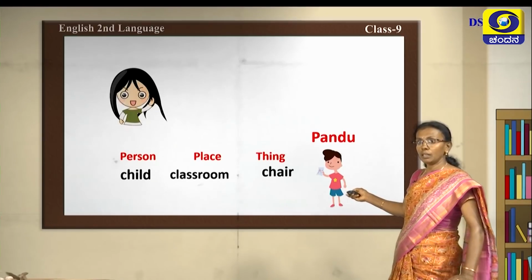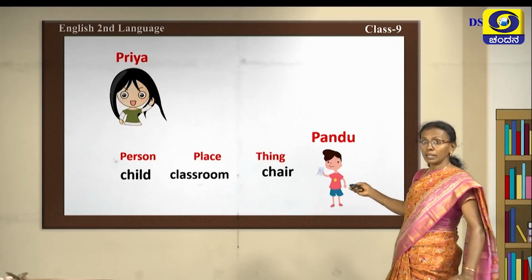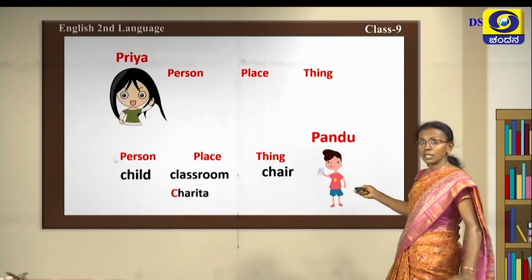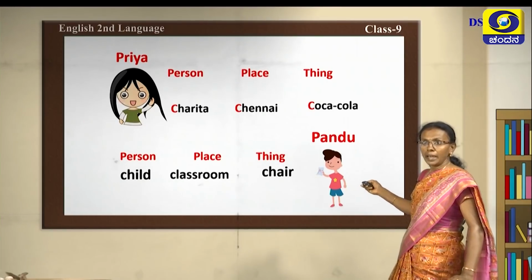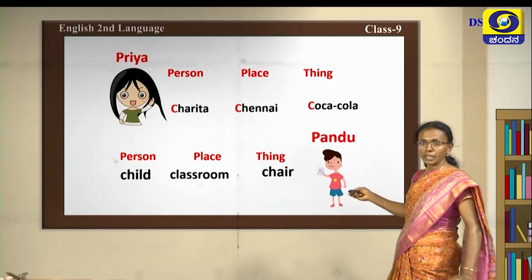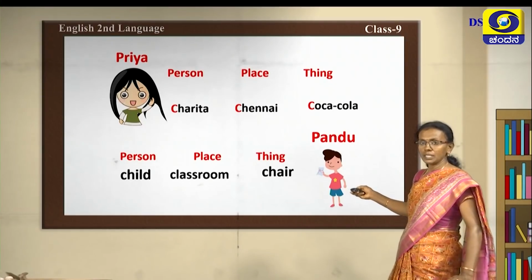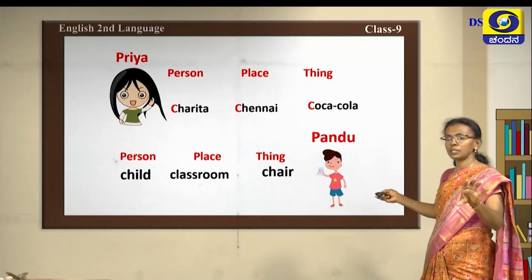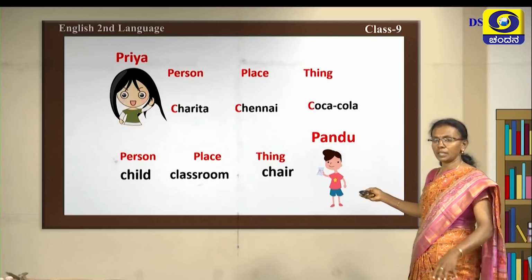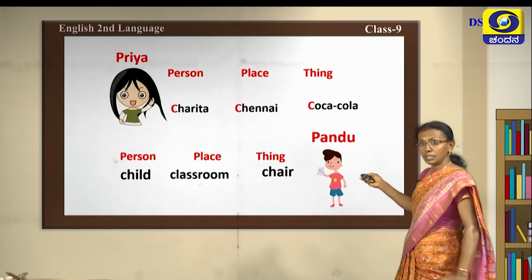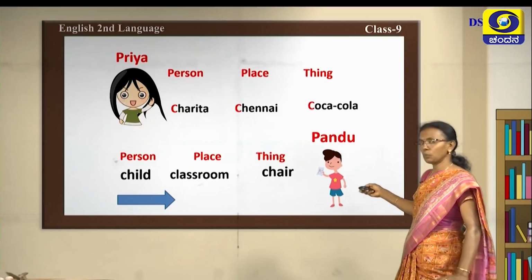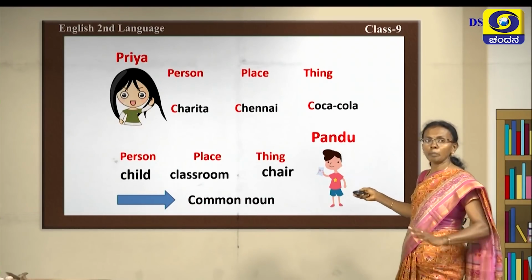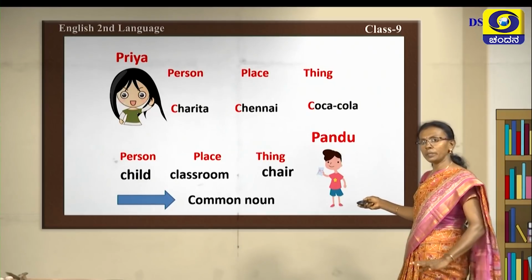Now you can see what Priya will write. See now, person is Charita, place is Chennai and thing is Coca-Cola. Okay, you can see one difference in the words they have written. What is that? See here: child, classroom and chair. All these are words which we can use in common. So, these are common nouns.